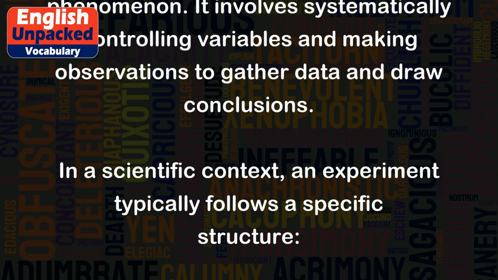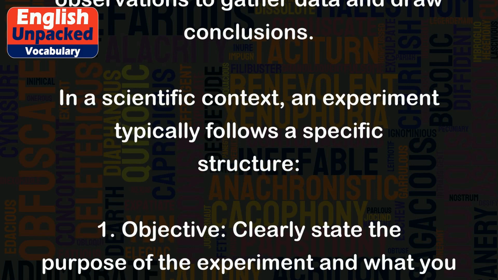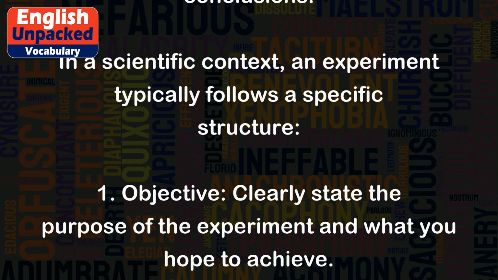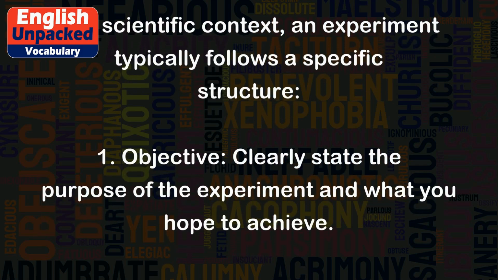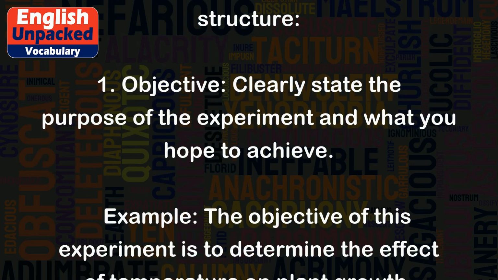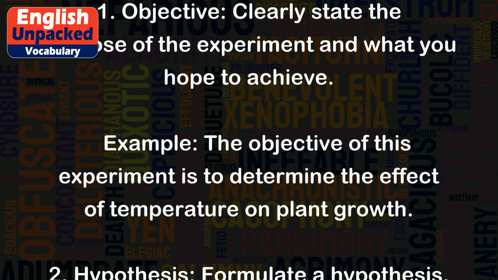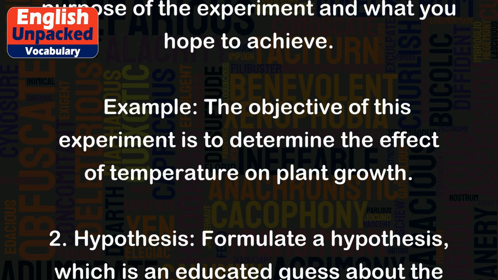In a scientific context, an experiment typically follows a specific structure. 1. Objective. Clearly state the purpose of the experiment and what you hope to achieve. Example: the objective of this experiment is to determine the effect of temperature on plant growth.